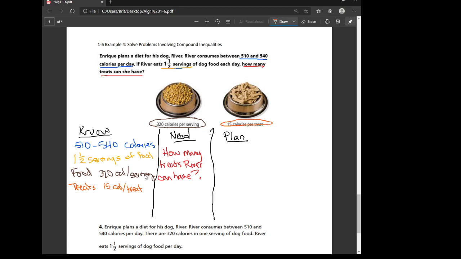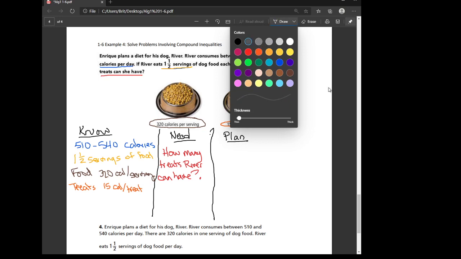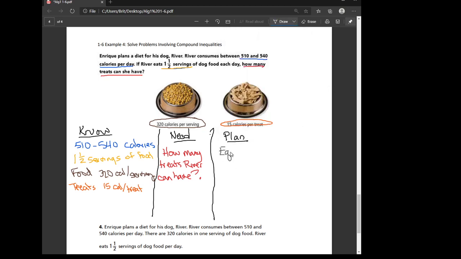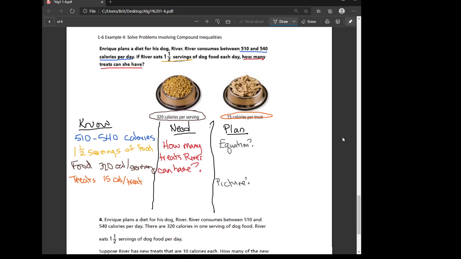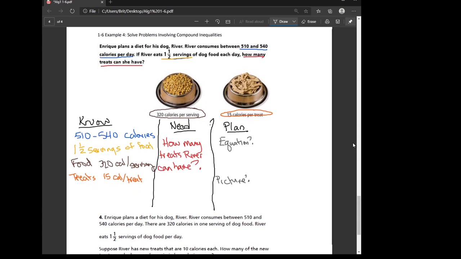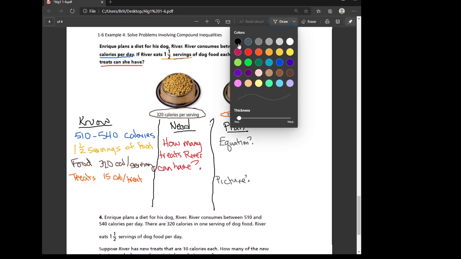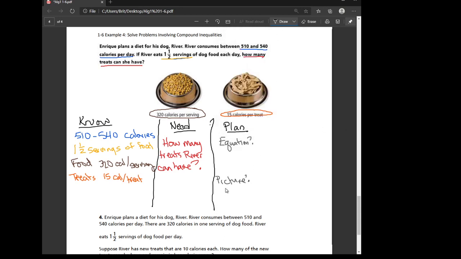Alright, so I want to think of a plan. Now I can create some kind of equation. Okay, that's one option for my plan. I can try to solve it with a picture. Okay, maybe a number line might help me get there. Okay. So I could work off of either of those two plans, okay? I'm going to do it off of both, just so you guys have some extra things to see, okay? Some extra ideas. So I'm going to start with the picture with the number line. I think that might be easiest.